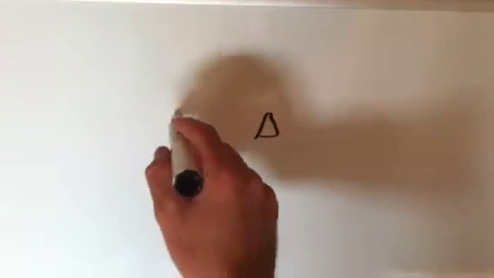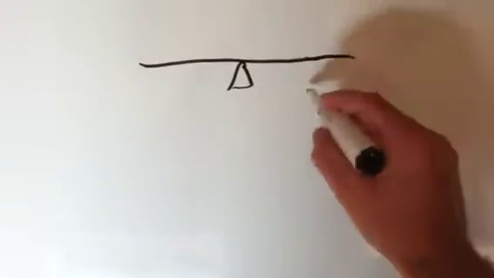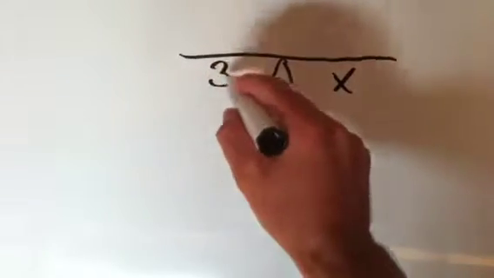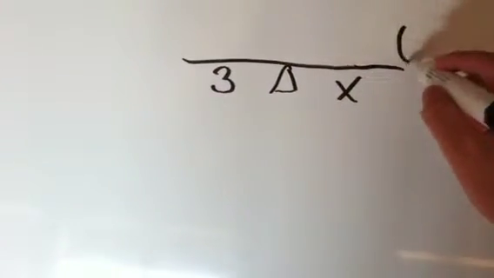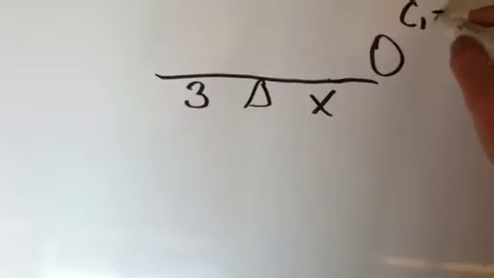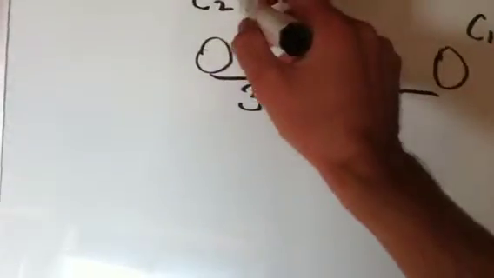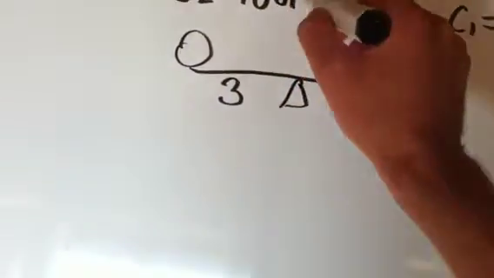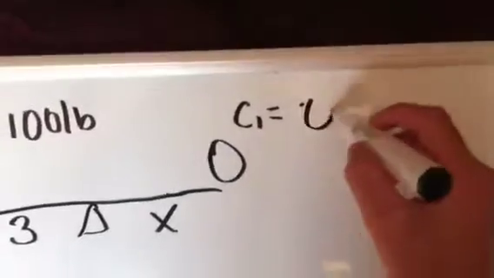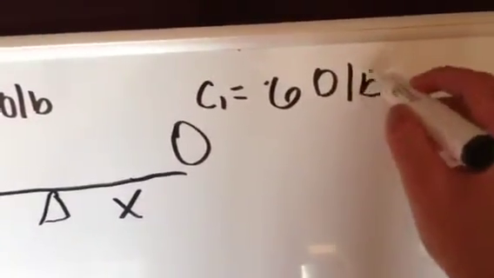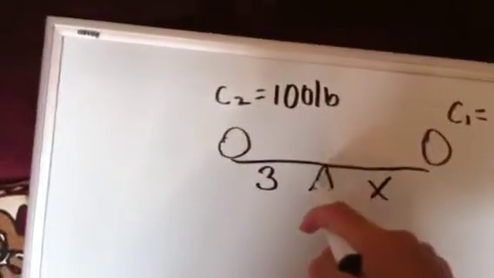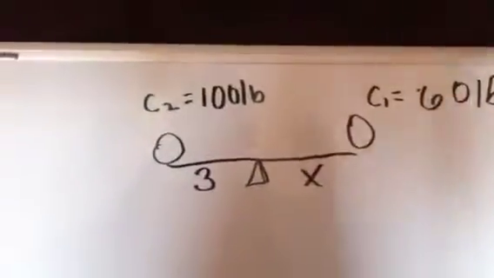So, you have a fulcrum in the middle of a seesaw. This distance is x, this distance is 3 feet. You have child 1 here. You have child 2 here. Child 2 equals 100 pounds. Child 1 equals 60 pounds. Okay? The seesaw is balanced, so you need to remember that. Okay?